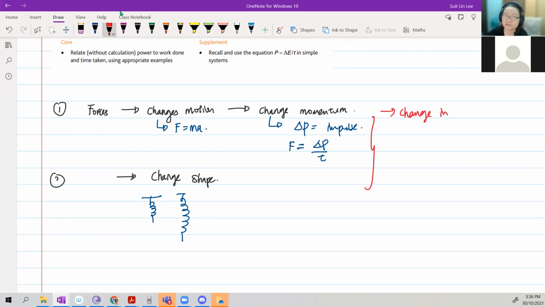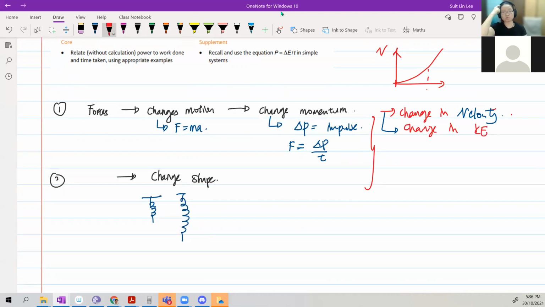For example, if we think about the rocket we just discussed, the rocket is accelerating, right? If you look at the speed of the rocket that we drew just now, the speed increases. So if the velocity increases, I can definitely say there is a change in kinetic energy, because kinetic energy is the energy of an object that is moving.